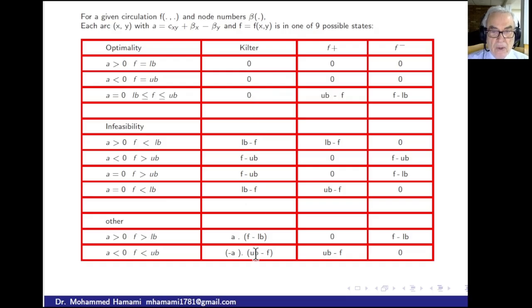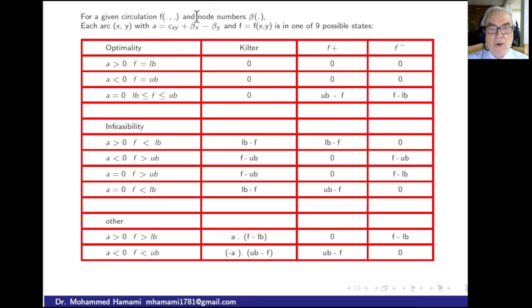And this one are all bigger than 0, the other states. The Kilter number is bigger than 0. So now the question is, since we have some arcs in these conditions, we want to bring them to these conditions for optimality. So we have to either change F, the flow, or change beta.